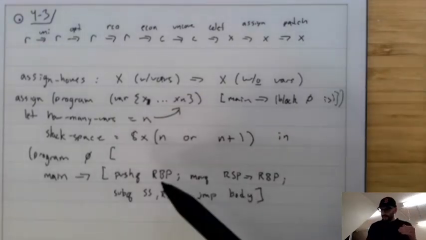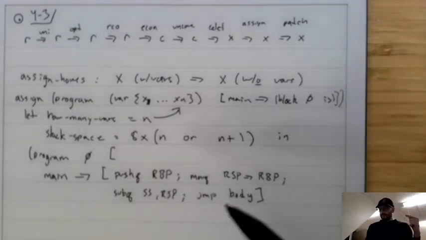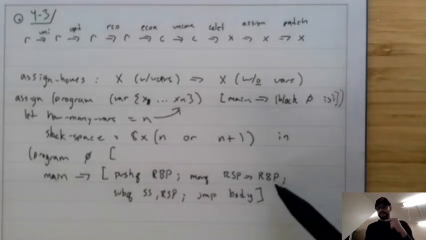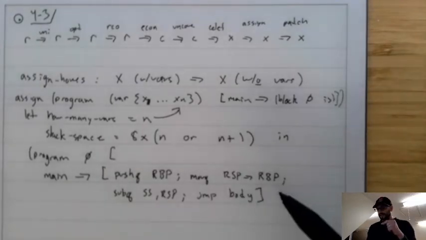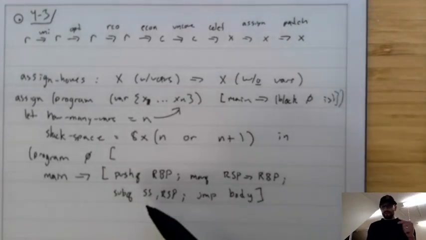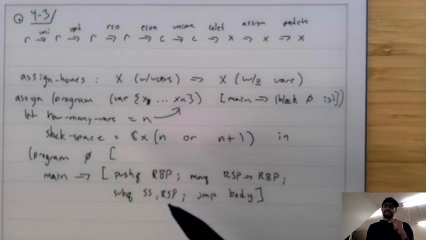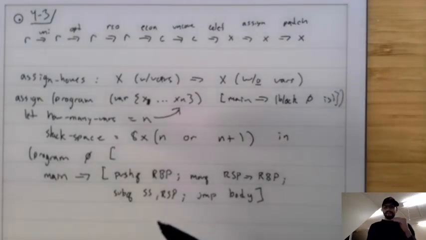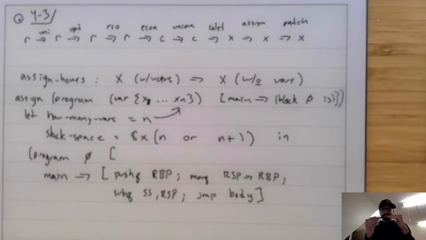Okay, so we're going to push the base pointer to save it. Then we're going to move the new location of the stack pointer into the base pointer. Then we're going to subtract SS from the stack pointer. So what that means is that we're going to move the stack down the amount of space that we need. So that means that there's now this gap in the stack. That gap in the stack is where all our variables are going to go. Then we're going to jump to the body.